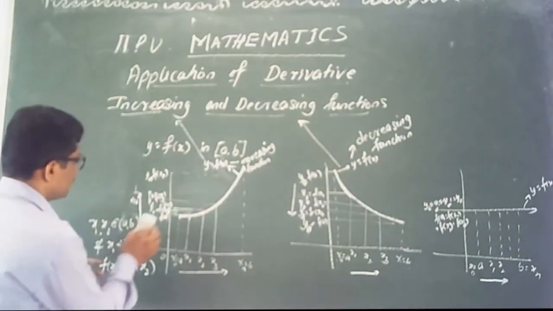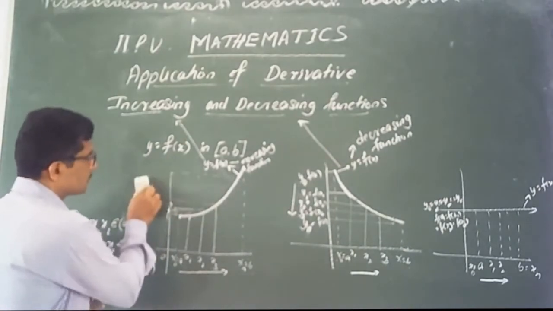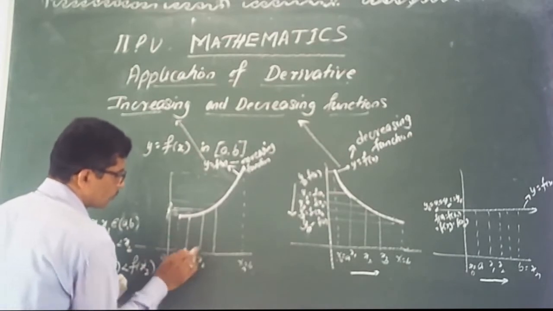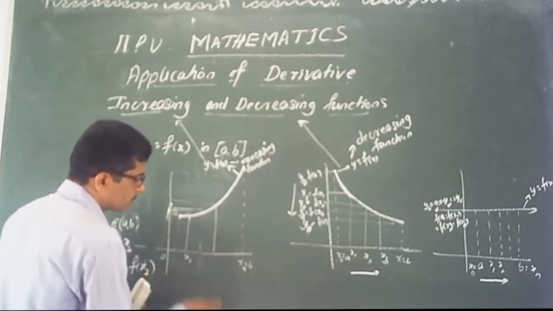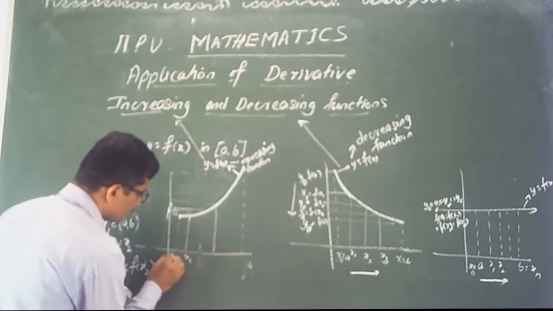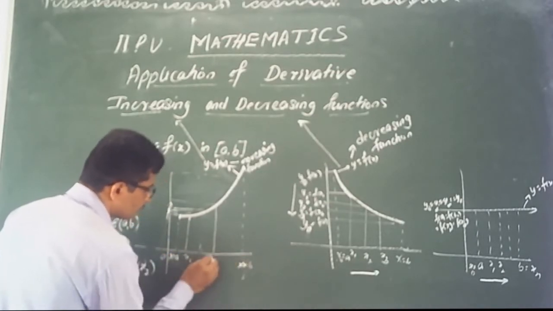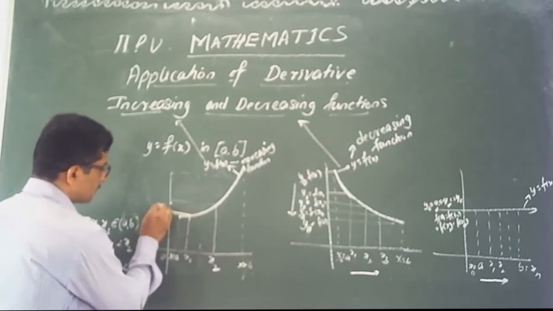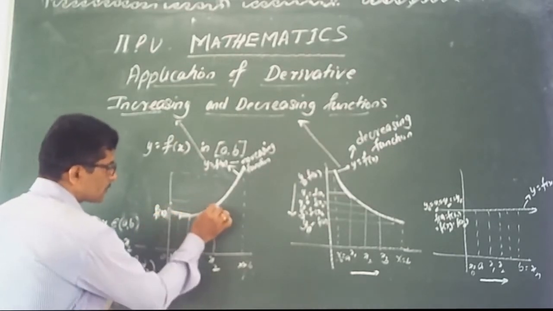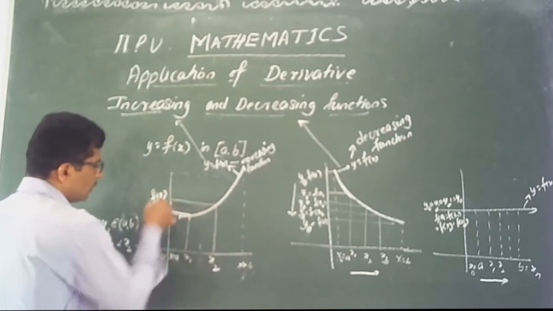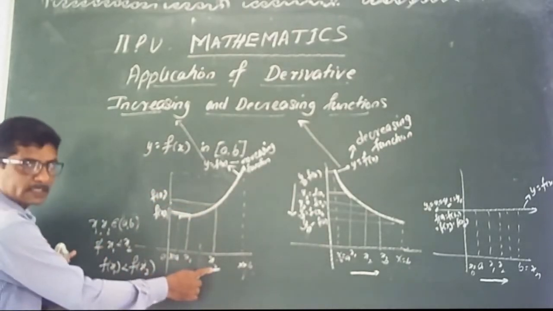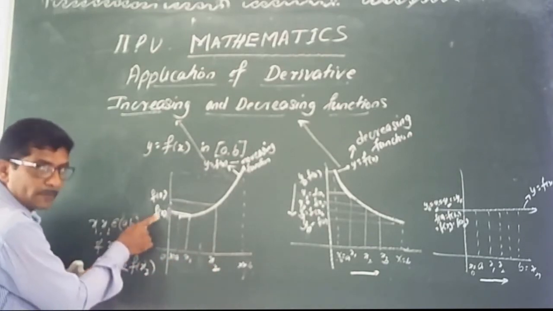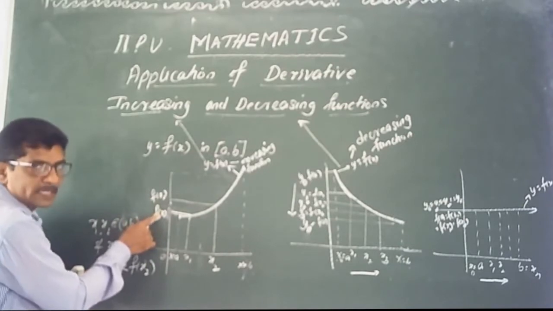Is it clear? Here you can take the values. This one is the curve. Here x1 and x2, you are taking two points x1 and x2 belonging to the interval a to b. Here x equal to a, x equal to b, x1 and x2. What is the value of f of x1? This value is f of x1, and this value is f of x2. Here you know that x1 is less than x2, then f of x1 is also less than f of x2.